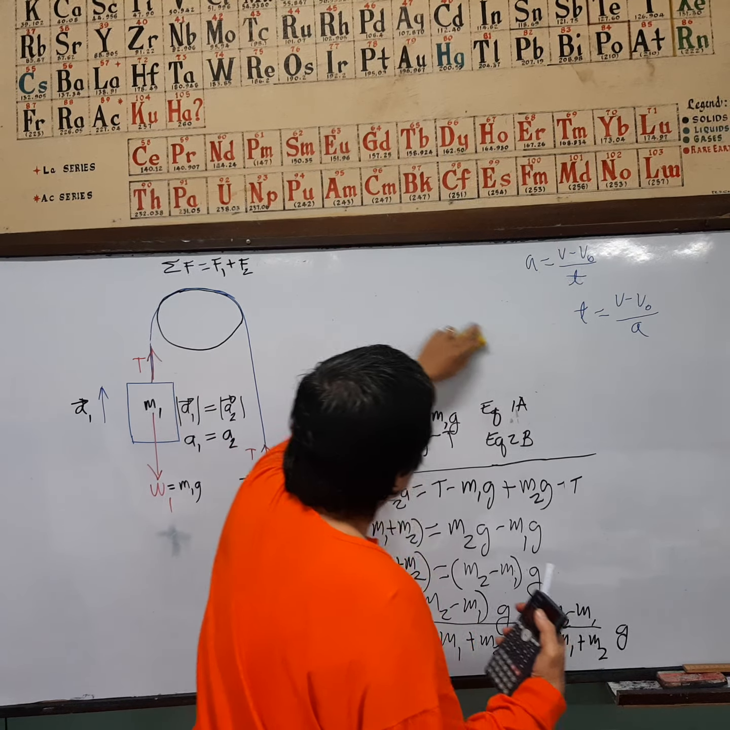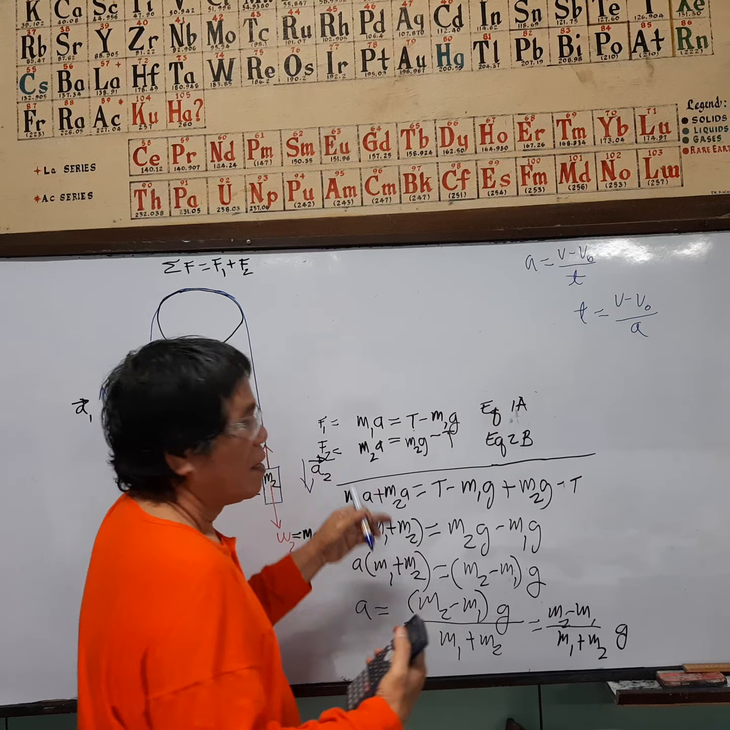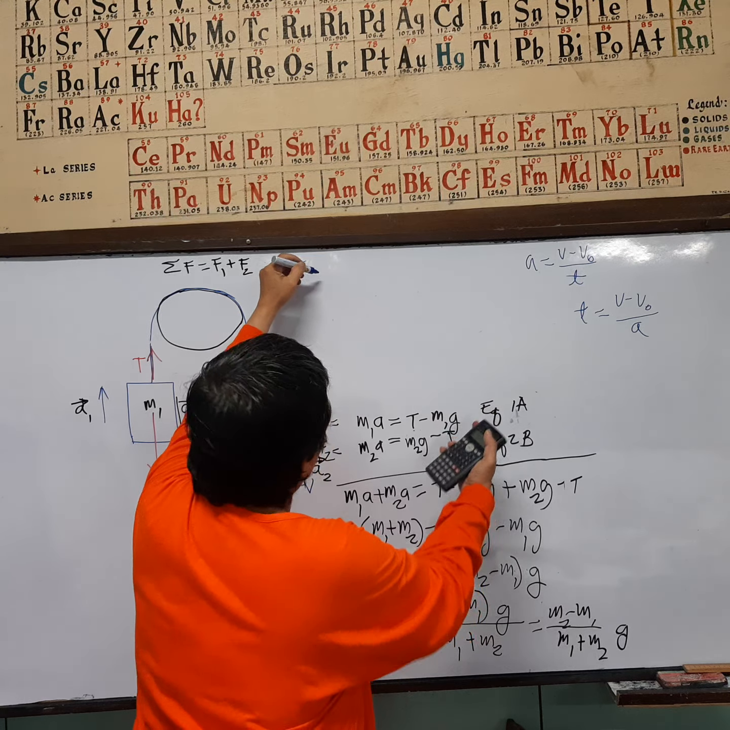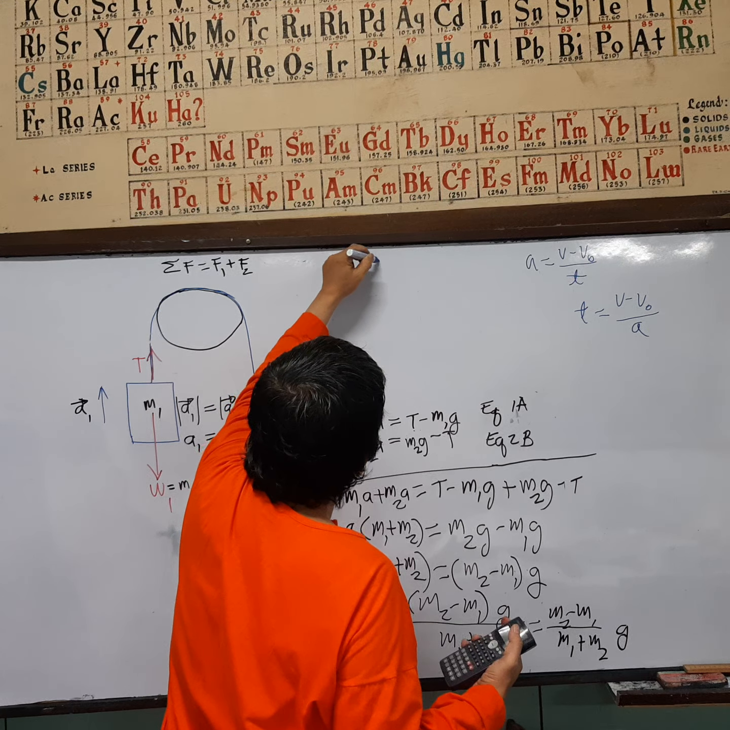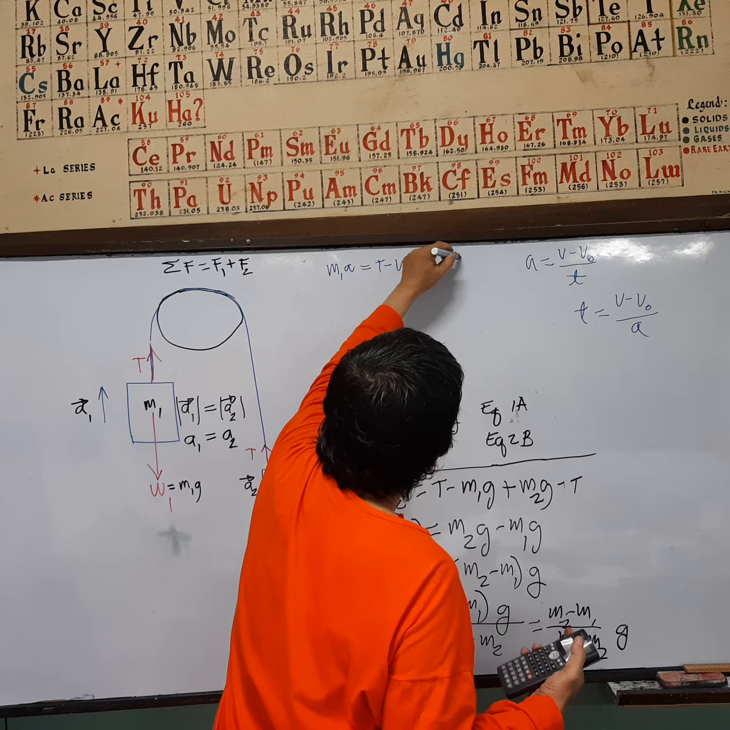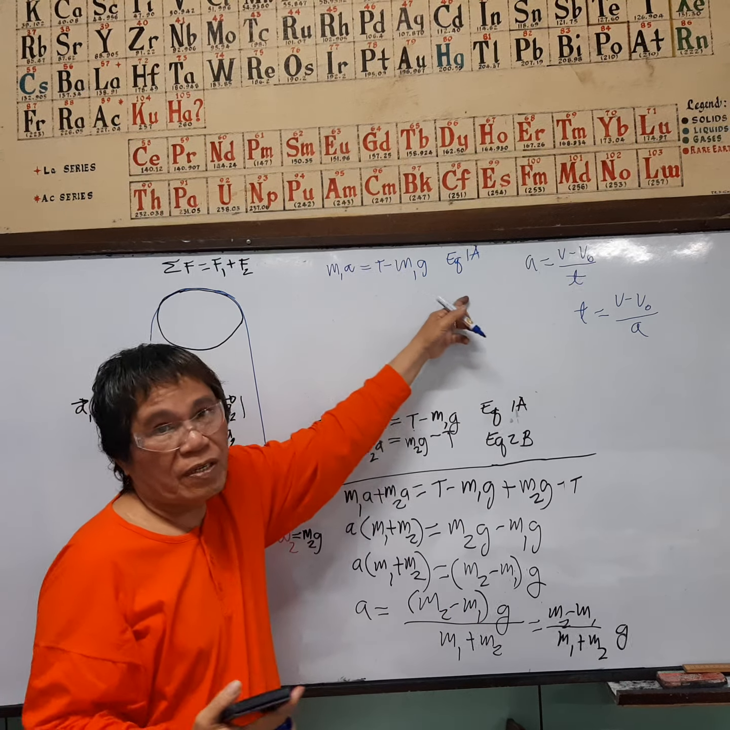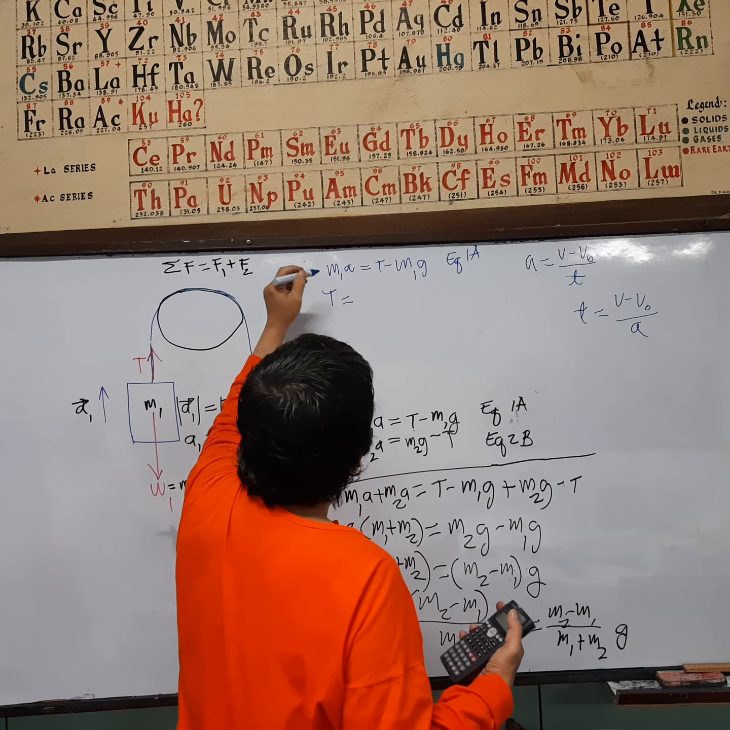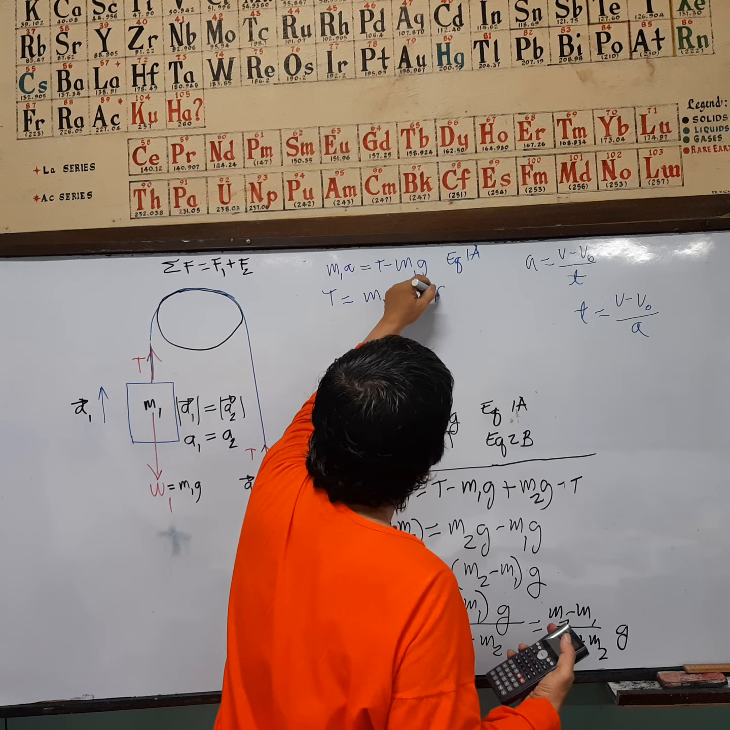So, you are asked of the second question. What is the tension? Use this equation, equation 1A. Equation 1A is telling us M1A is equal to tension minus M1G. So, tension is equal to M1A plus M1G.